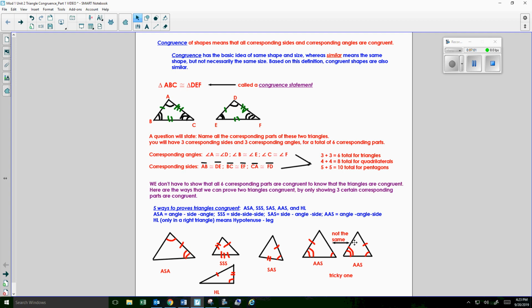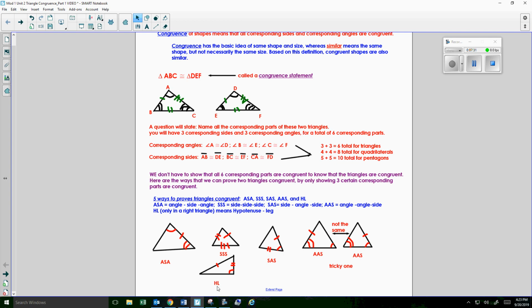If this hash mark had been here, next to two arcs, then those two would have been exactly the same. But this one is next to the one arc, and this one is next to the two arcs. So if this was the question, with these two triangles drawn, I see AAS, AAS. Are these congruent? The answer is no, because this S is on the wrong side. It had to be over here with the two, or this one would have to be over here with the one to make them congruent. So that's a tricky one to make sure you're paying attention to when you see it in your problems.